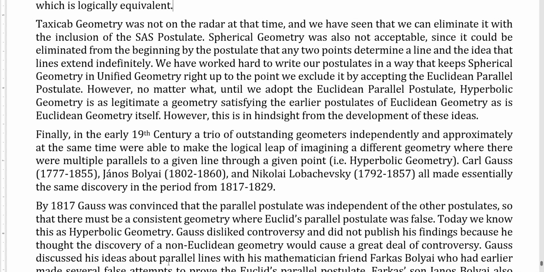And we've seen that we can eliminate it with the inclusion of the SAS postulate. Spherical geometry was also not acceptable, since it could be eliminated from the beginning by the postulate that two points determine a line and the idea that lines extend indefinitely. And we've worked hard to write our postulates in such a way that keeps spherical geometry in our unified geometry study right up to the point we exclude it by accepting the Euclidean parallel postulate.